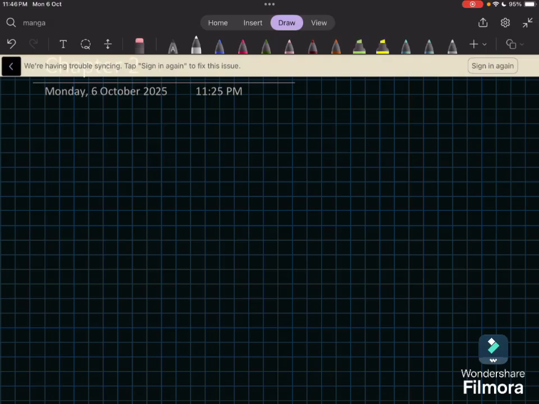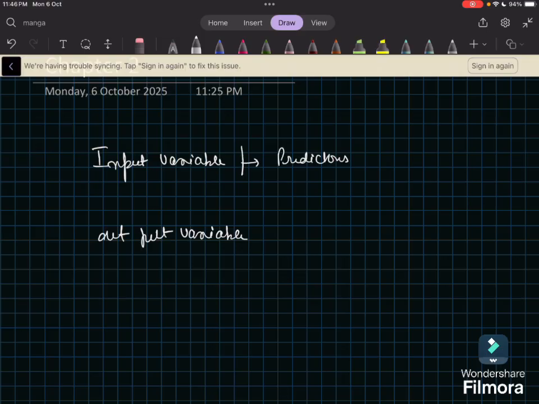The first thing we are going to understand is input and output variables. Like what is it? It is very basic. Input variable, output variable. Input variables are also known as predictors. Like why are they known as predictors? Because they predict the outcome.